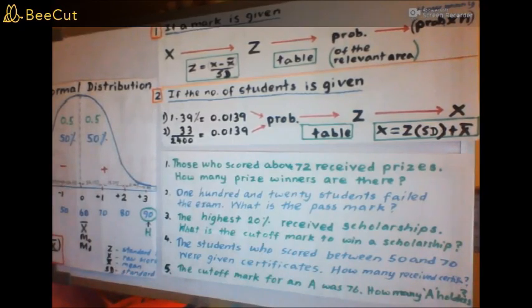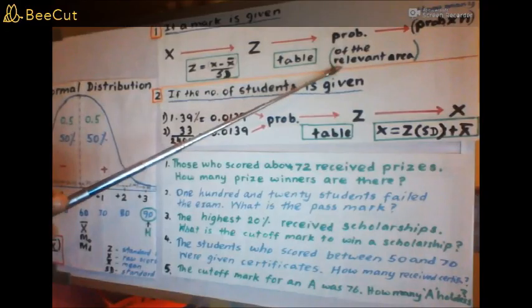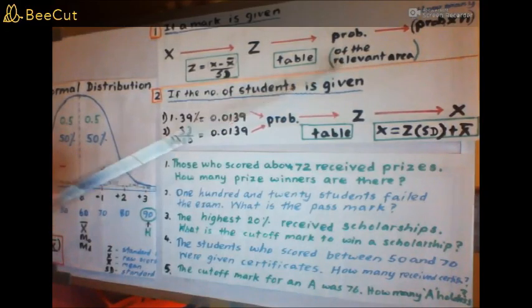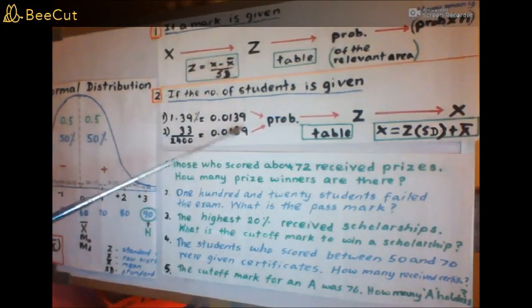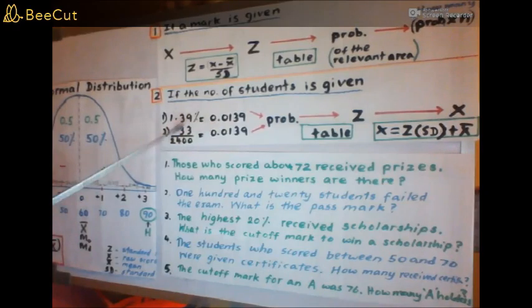Now for example, if we take this one, we learned how to calculate the z-score, and also we learned how to read the table and how to find the probability of the relevant area. Then here also, if we take this one, we know how to get the probability if a percentage is given. And this one is where the total number of students is given.